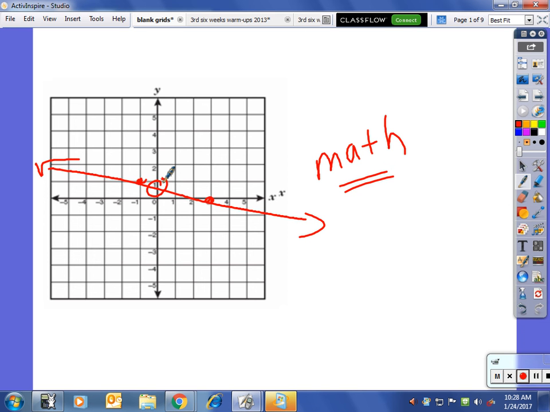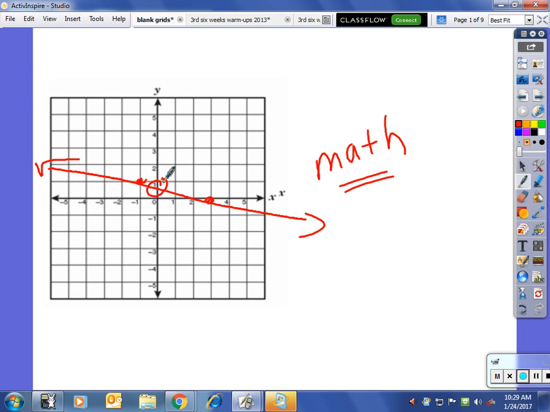Now, another thing I want to point out. Look at number 7. How many answers should you give me for number 7? 2. And I numbered them. There's a 7-1, and there's a 7-2. Do you see what I'm talking about? What do you notice about those lines? They're parallel. Guess what's going to be the same about them? They should have the same slope. Parallel lines have the same slope.